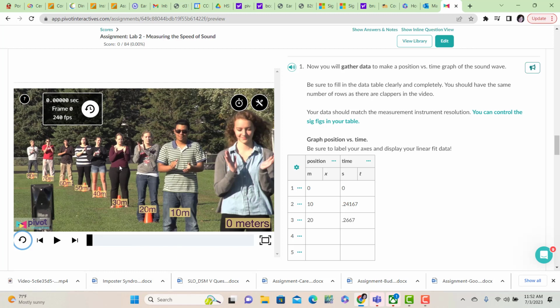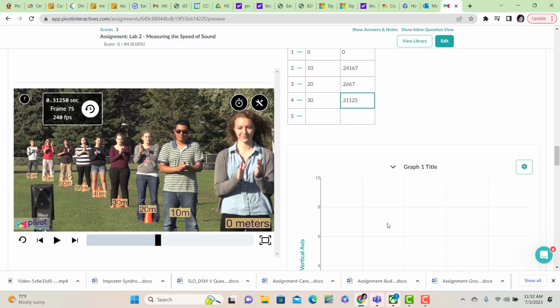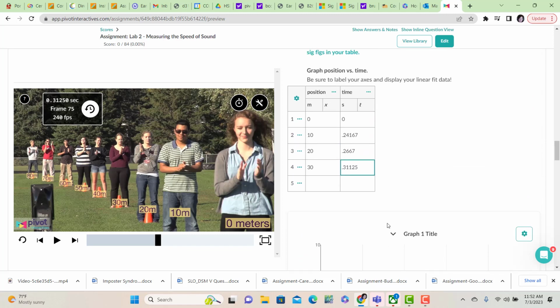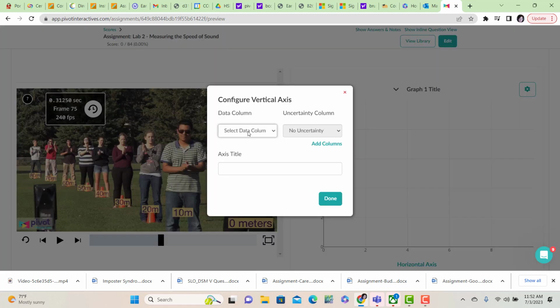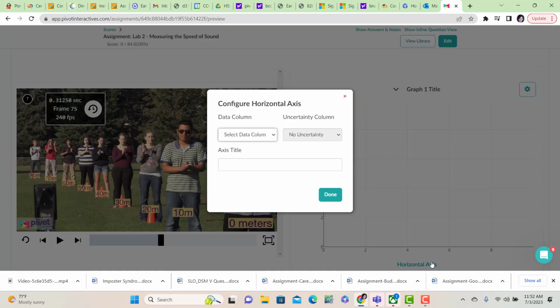So now I'm going to do the fourth person. And that's at 30 meters, it's 0.31125. So everybody will have slightly different numbers, so you can't really just copy my numbers. But you're going to be able to make a graph now of position versus time. And so remember that you're going to put position on the y-axis, and you're going to put time on the x-axis.